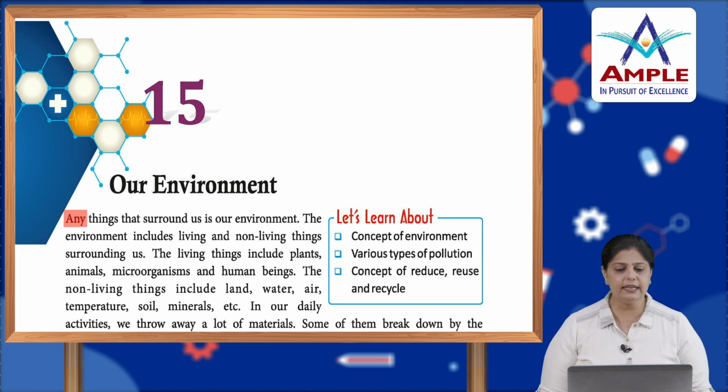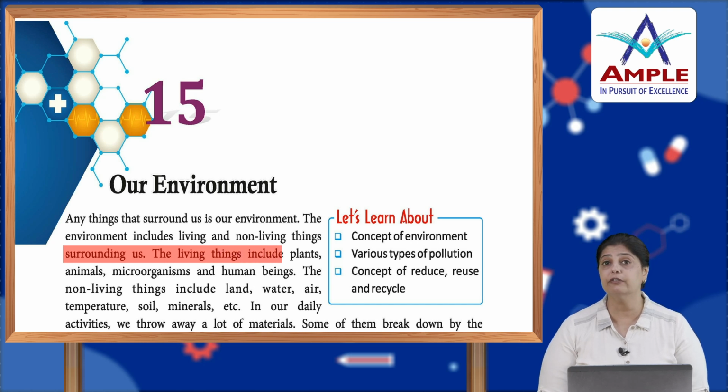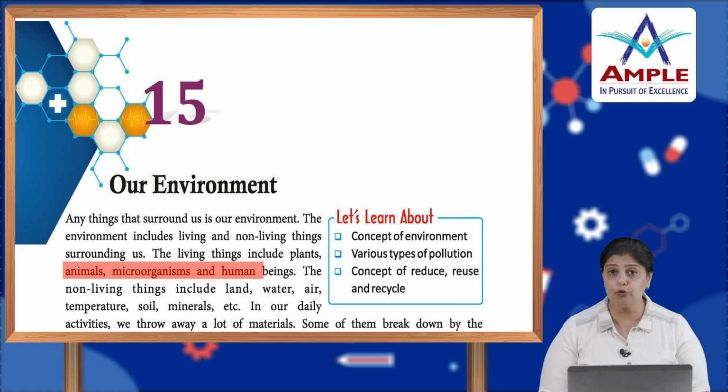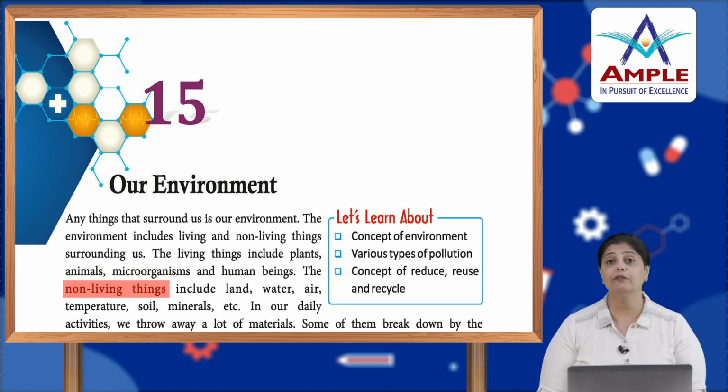So, anything that surrounds us is our environment. Okay? The environment includes what? It includes living as well as non-living things, which are all around us. Now, what is included in the living things? Plants, animals, microorganisms, human beings, we are all living things. We have all the factors that are required for any person to live.